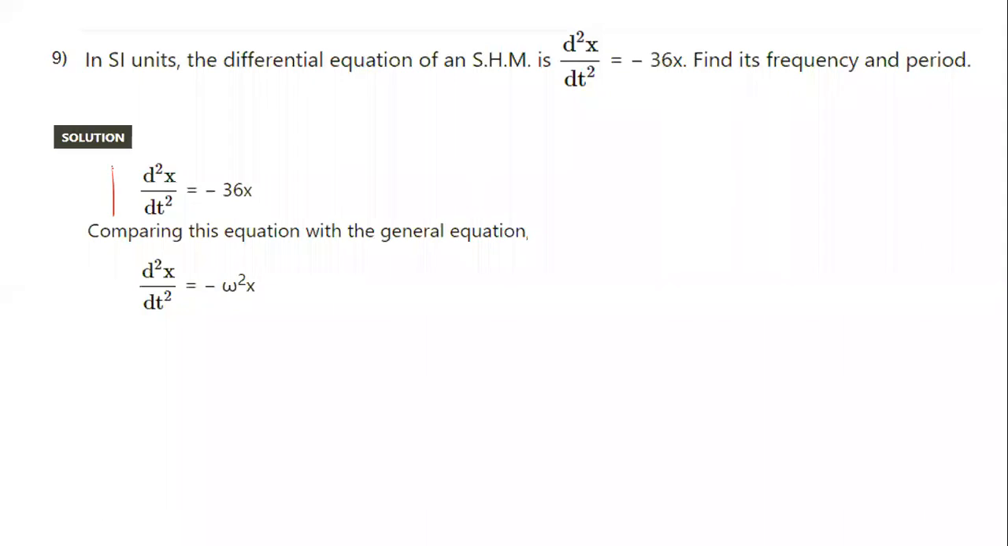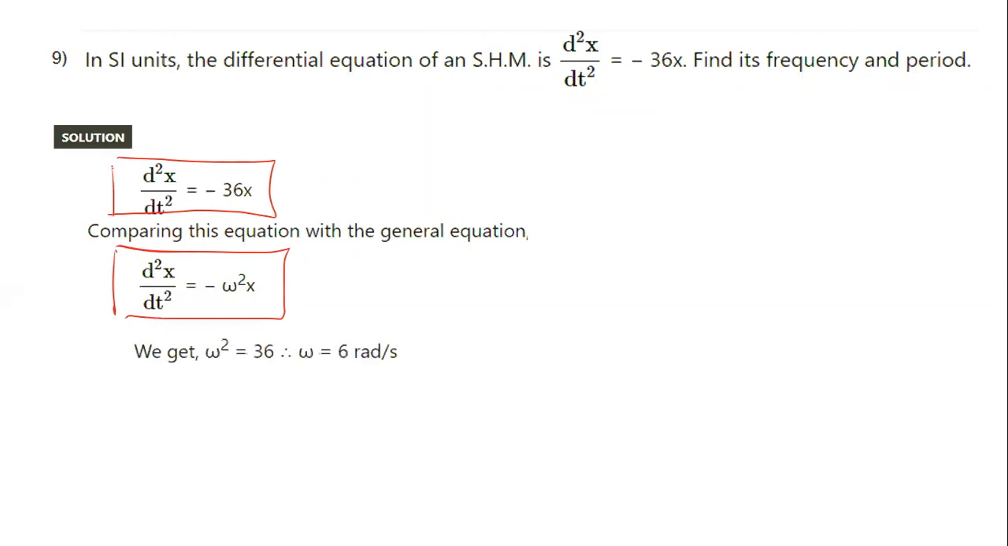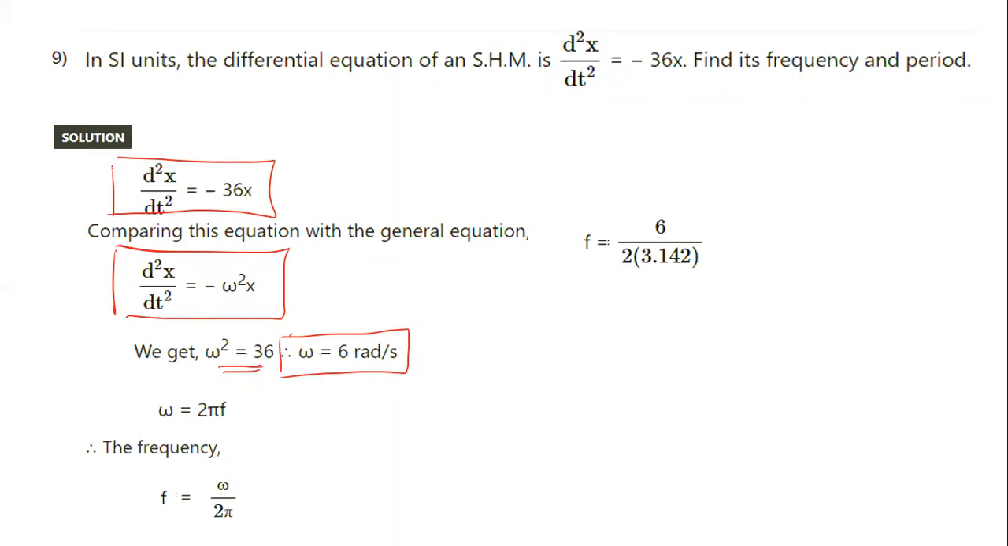So this is the given equation and this is the standard form. We compare both equations. After comparison, we get ω² is 36, which means ω is 6 radian per second. Now we have to find the frequency. ω is 2πf, so frequency is ω upon 2π. Let me substitute omega: 6 upon 2 into π, which is 3.142, so we get 6 upon 6.284.